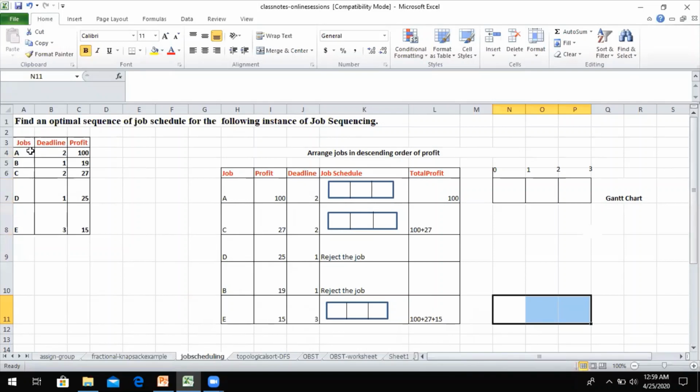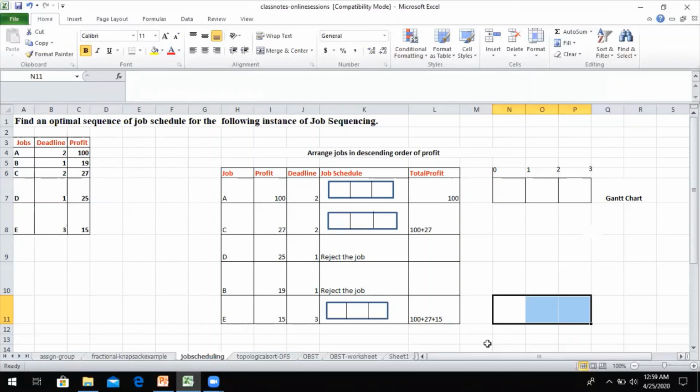Consider that these are the set of jobs given to you. They're named as A, B, C, D, E, and their deadlines are also given. The respective profits are also given. Since the aim is to maximize the profit, the greedy design adopts a strategy of job sequencing in which it orders these jobs according to the maximum profit.